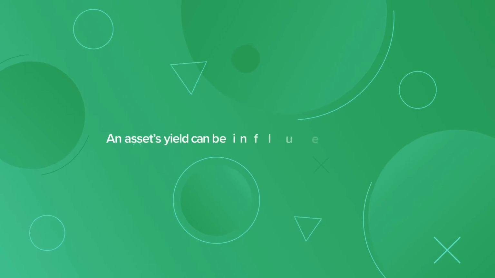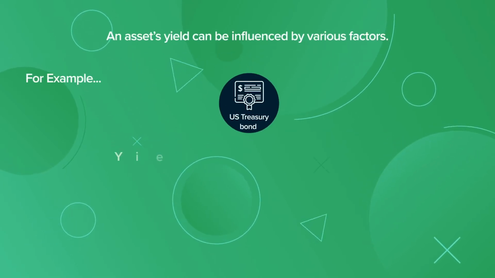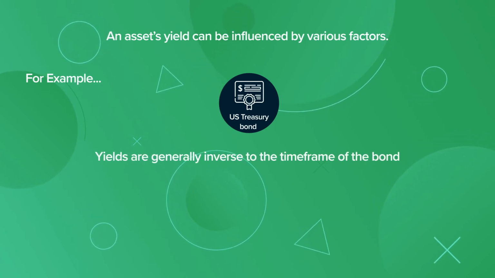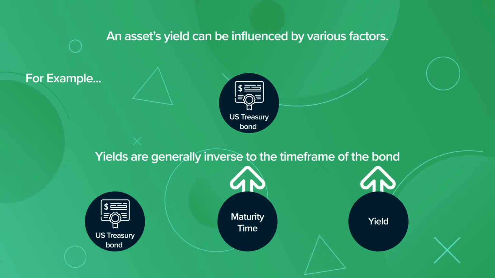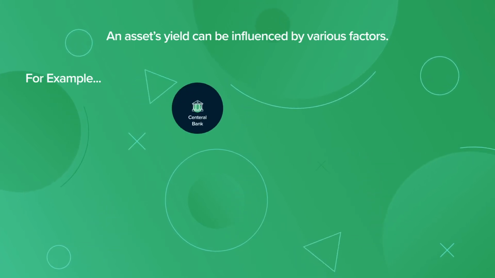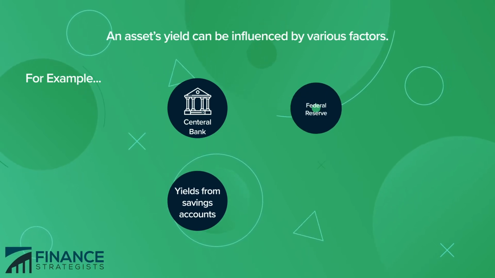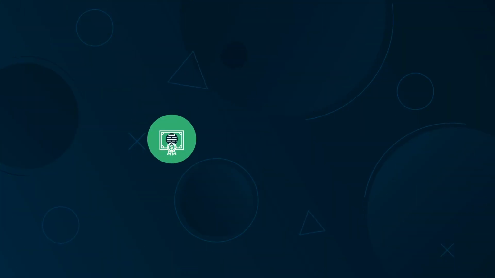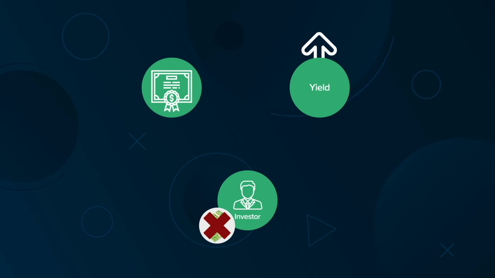An asset's yield can be influenced by various factors. For example, U.S. Treasury bond yields are generally inverse to the time frame of the bond. Therefore, Treasury bonds with a longer time frame to maturity have higher yields. On the other hand, yields from savings accounts offered by banks are dependent on the federal interest rate set by the Federal Reserve.